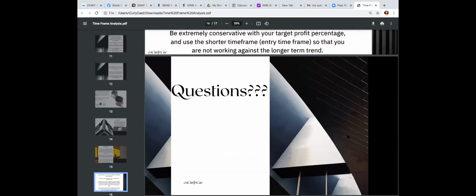All right, so that is the end of the time frame analysis, and we can open it up now for any questions. And again, as always when we do these classes or lessons, you do not have to stick to the topic at hand. If you have any questions you want to bring, it doesn't have to be about time frame analysis. Go ahead and ask your questions, okay?